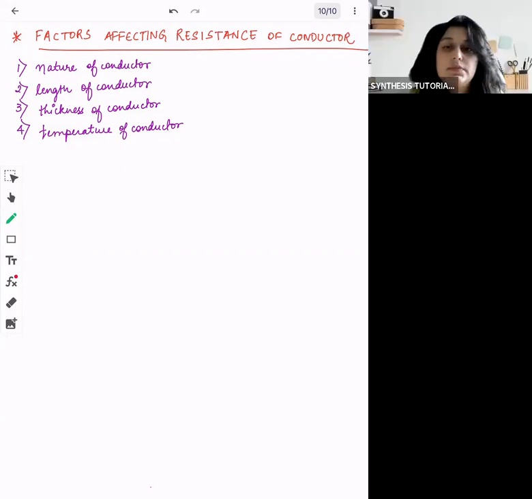So guys, Neil, where are you? Everyone here? Okay. So firstly, these are the four factors which affect the resistance of the conductor, which is the nature of the conductor, length, thickness. Thickness को ही हम area of cross section बोलेंगे, and temperature of the conductor.